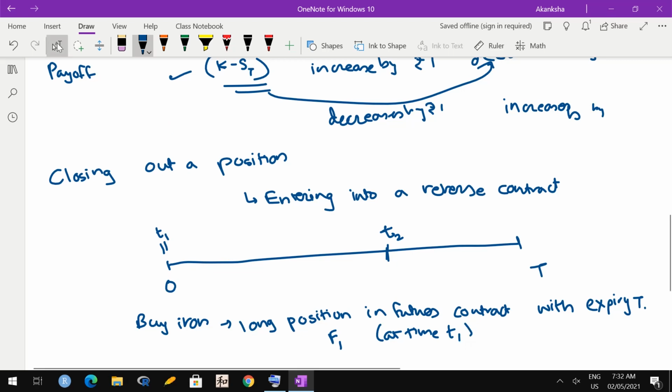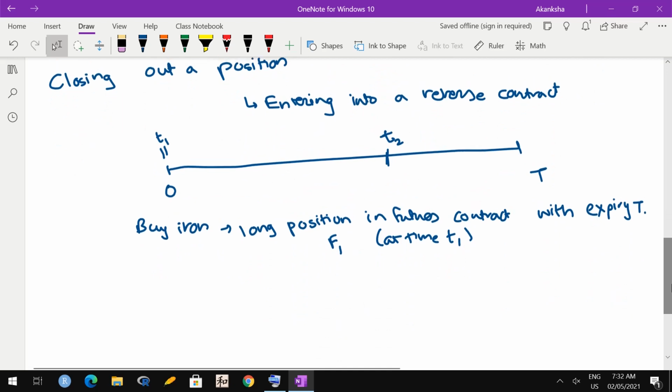So at T1 you enter into a long futures contract with expiry T and the agreed price is F1. Now what does it mean? It means that at time point T you can buy the commodity by paying rupees F1. But then your need arises at this time point. So what would we do? Of course, you will have to buy from the market at that time point, and you don't know this time point in advance. Suddenly you come to know that you need iron now.